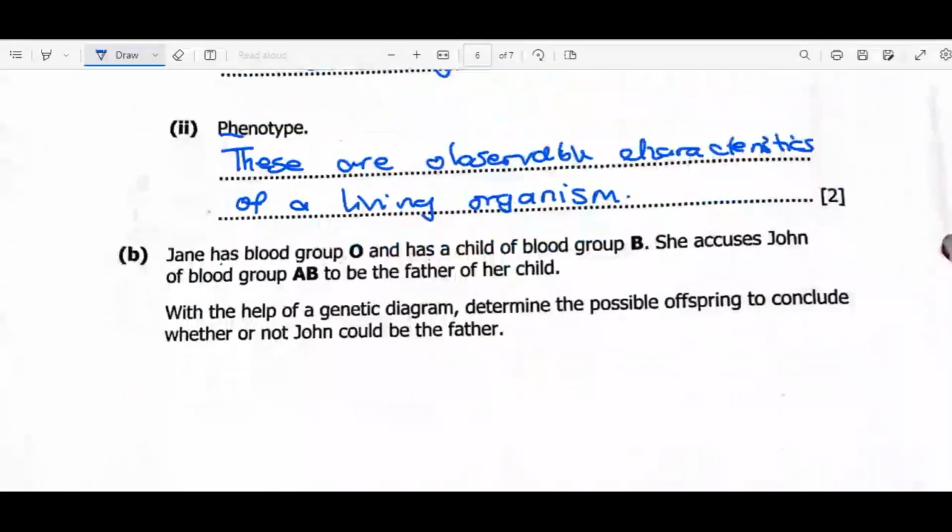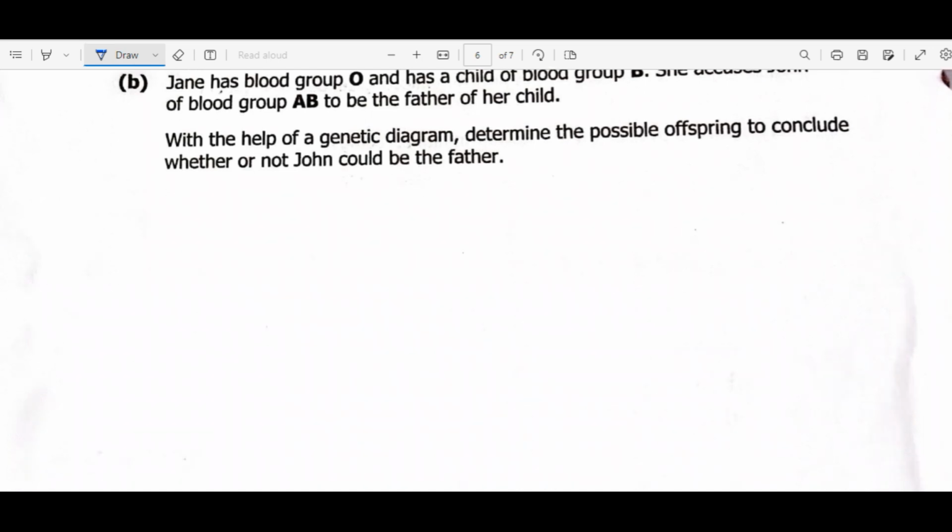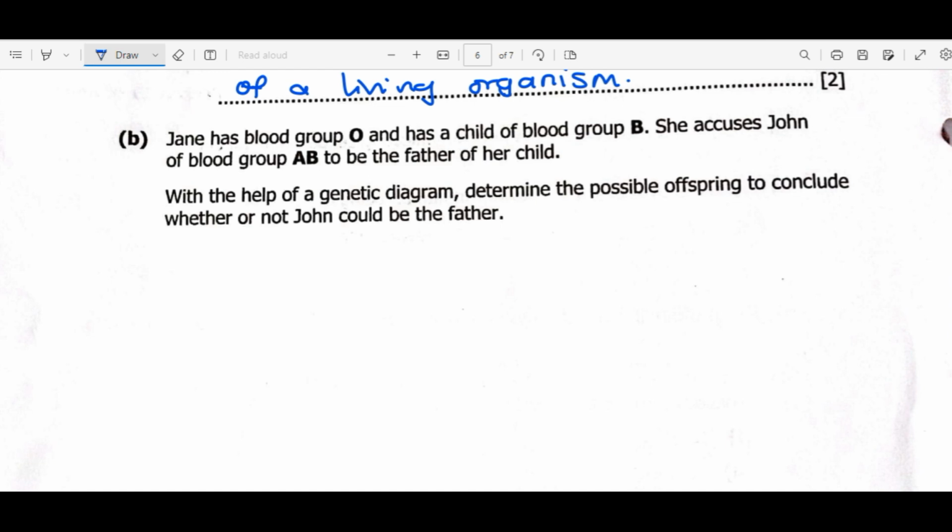Right, we move on to question B. Under question B, we are looking at a genetic diagram that involves blood groups. There are some notes you need to know for a question like this to be simple. We are told Jenny has blood group O and has a child of blood group B. She accuses Johnny of blood group AB to be the father of the child. With the help of a genetic diagram, determine the possible offspring to conclude whether or not John could be the father.